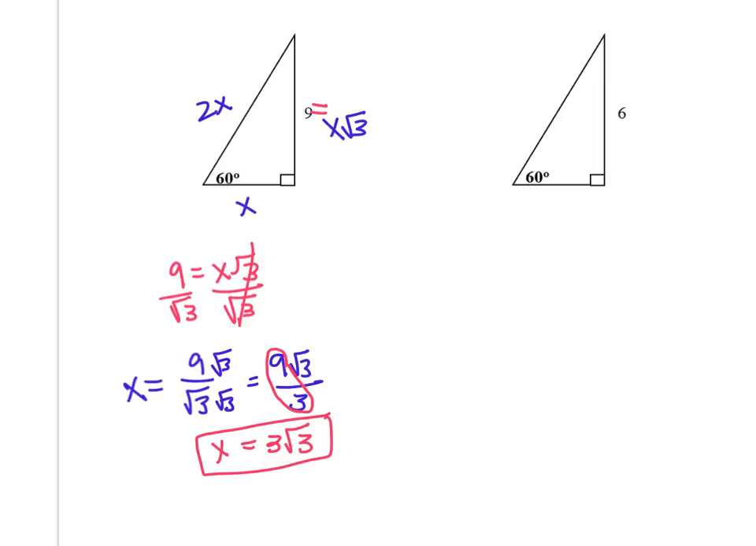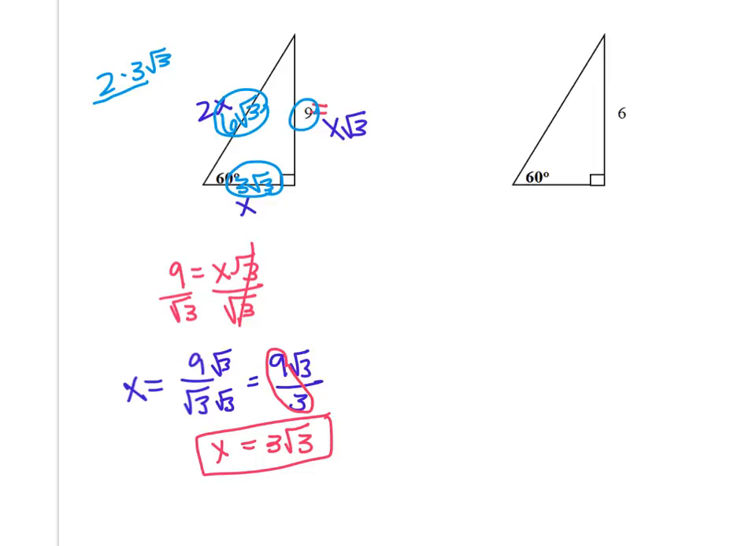Then we go back to our triangle and we plug that in. So the side with just an x, we know that this side length is 3 square root of 3. Now, when we do 2 times x, we're going to do 2 times 3 square root of 3. You can go ahead and multiply those outside numbers. The 2 times 3 is 6. So this is a 6 square root of 3. And then we already knew that that side was 9.